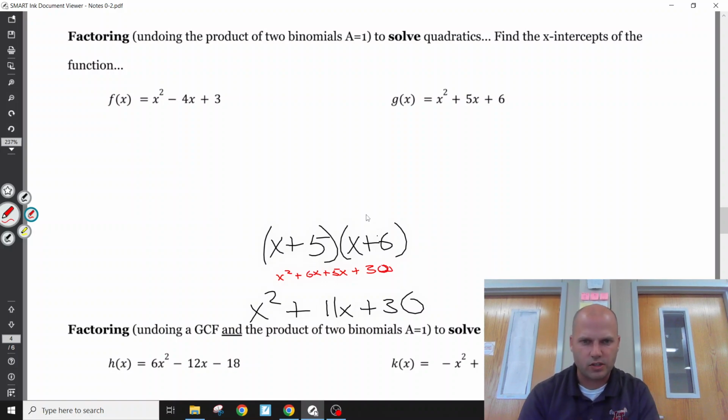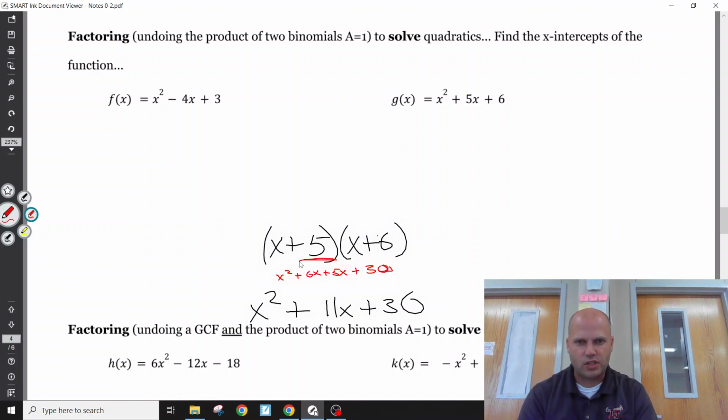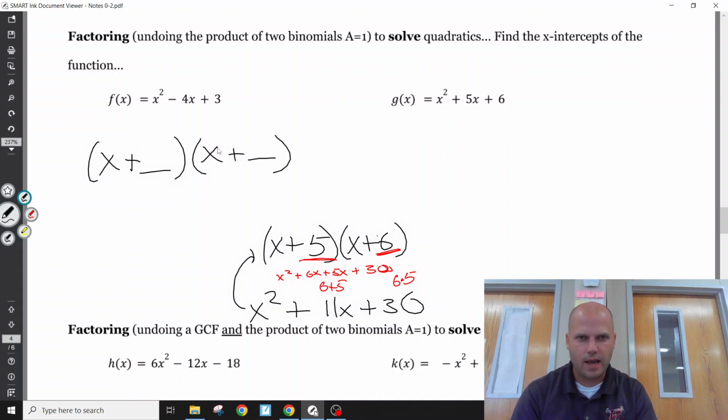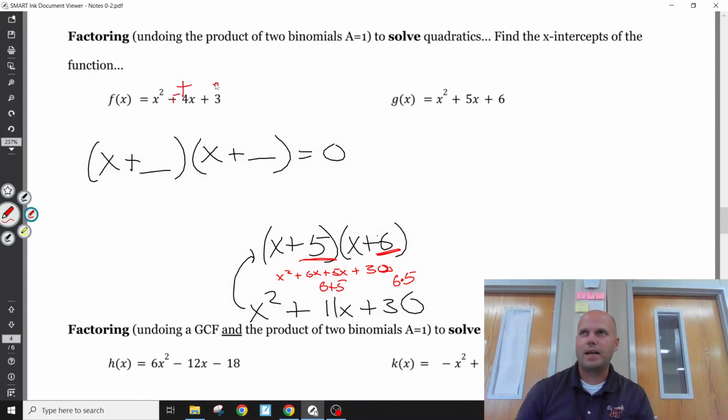Now, what do you notice? The numbers 5 and 6 add to get 11 and multiply to get 30. Our goal is to take this and turn it into that. How are we going to do it? We're going to find the two numbers that go there and there. And those two numbers need to add to get -4 and multiply to get 3.